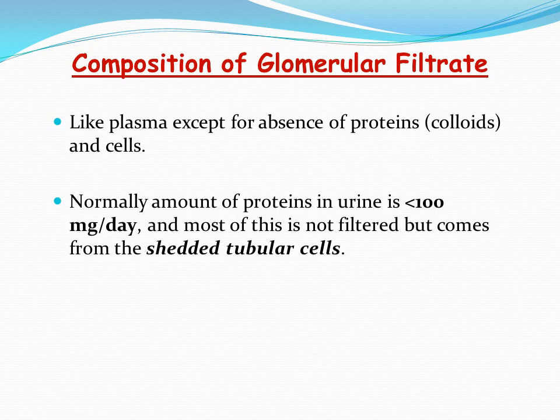So coming to the composition of the glomerular filtrate, it contains all the substances that are present in the plasma, except that it is devoid of plasma proteins and any protein-bound substances. So the composition is like that of the plasma, except for the absence of plasma proteins and also the blood cells. Plasma proteins are not filtered because of their molecular size, and second most important, because they are negatively charged.